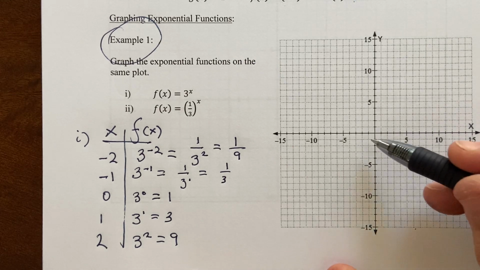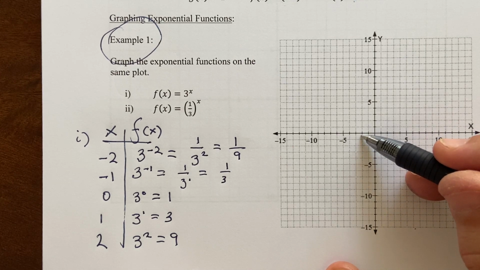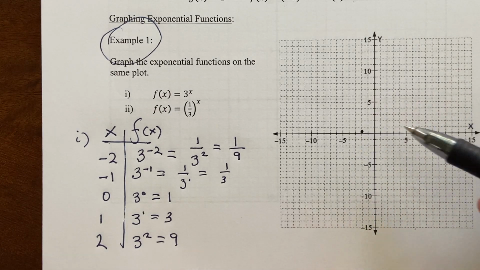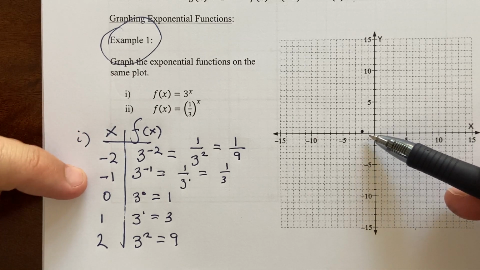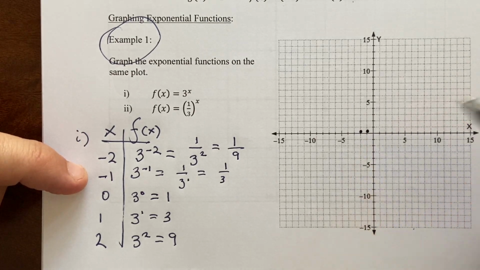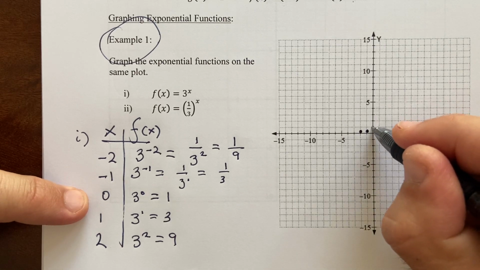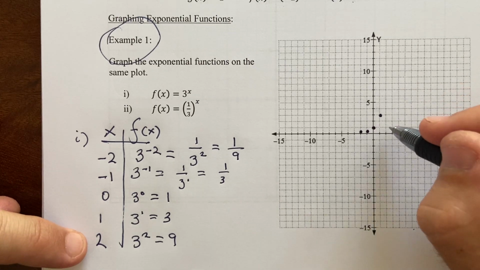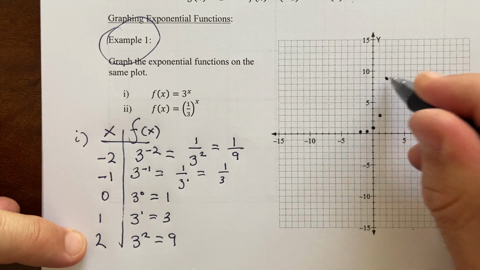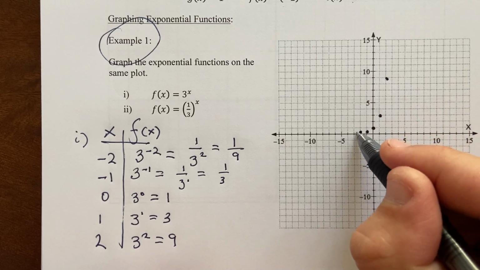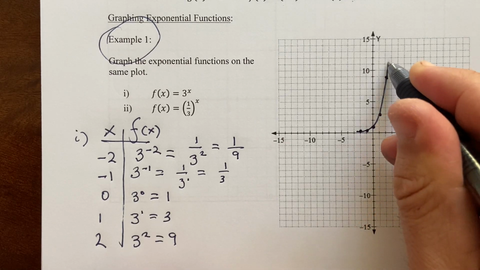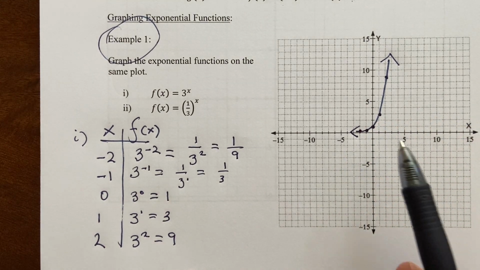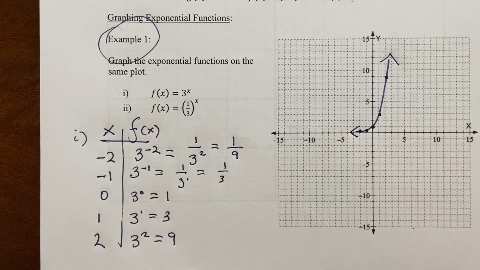So I can plot these. Here I have -2, and then for 1/9 I'll just go a little bit above. This is kind of like a micro graph here, but -1, we have 1/3, so I'll just go a little bit more above. 0, we're at 1. 1, we're at 3. And then 2, we're at 9. So we'd have those 5 points, and then I'll go ahead and just make this curve. So you kind of get this hockey stick appearance. So this thing is growing exponentially.